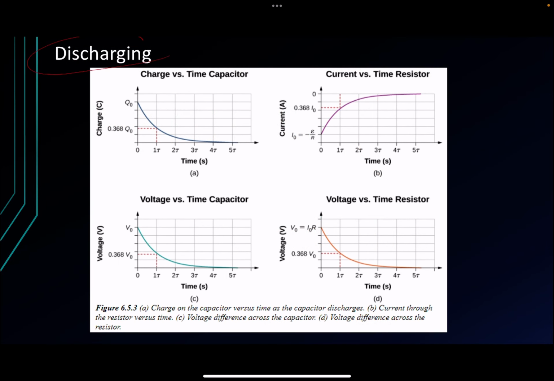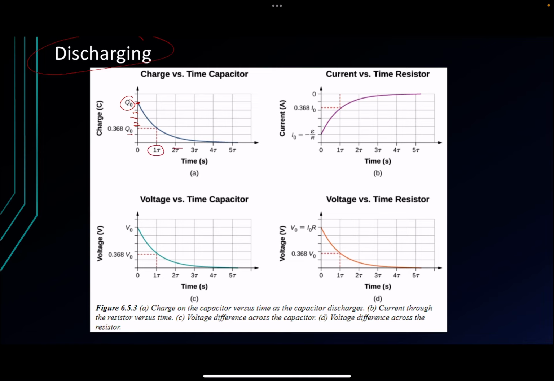So this is for discharging. We start with our maximum charge, right? Our capacitor is fully charged and it's decreasing exponentially. Again, this curve, we're going from our maximum. At every point in time, we can figure out the instantaneous current or charge at any point in time.